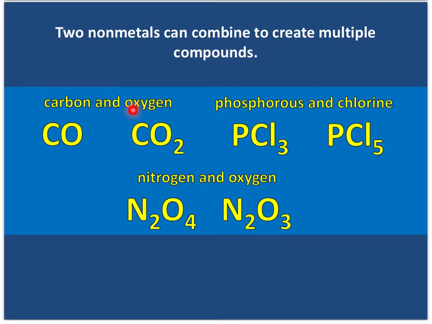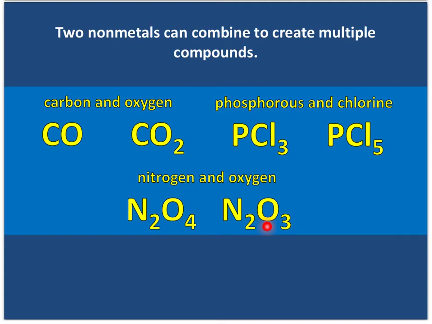So carbon and oxygen here we have CO and CO2, phosphorus and chlorine, PCl3 and PCl5, nitrogen and oxygen, N2O4 and N2O3. If we were to use the same naming system that we used for ionic compounds, it would not work. Let's see why. We would say this is carbon oxide, carbon oxide. These 2 compounds are different, but we're still going to name them the same, and that can't work. Phosphorus chloride, nitrogen oxide. No, that system cannot work.